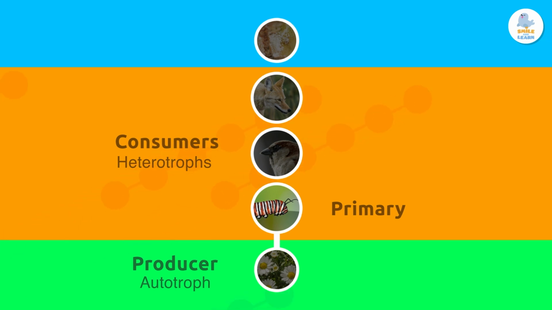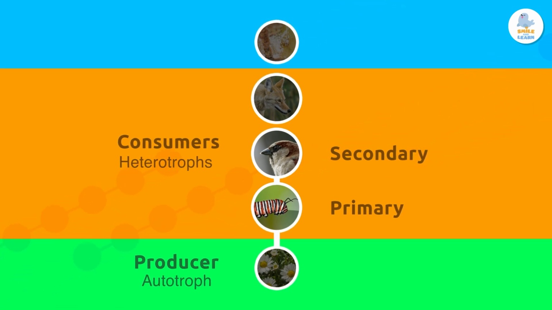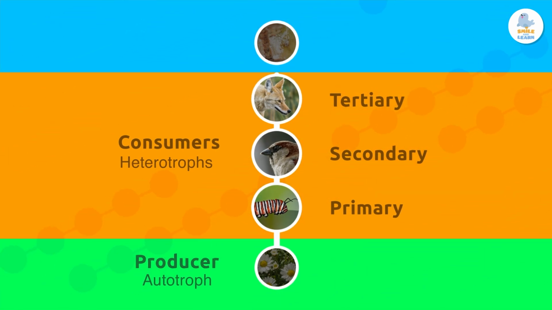Next, there are animals that eat the primary consumers. These are called secondary consumers, like the bird in this food chain. Then, animals that eat the secondary consumers are called tertiary consumers, like the coyote in our example.